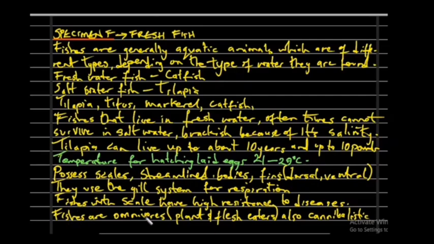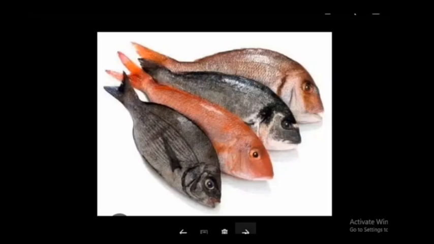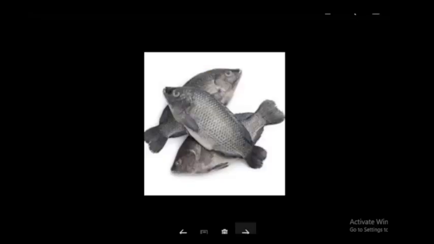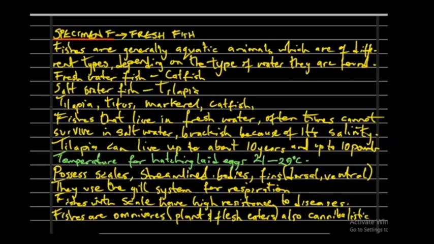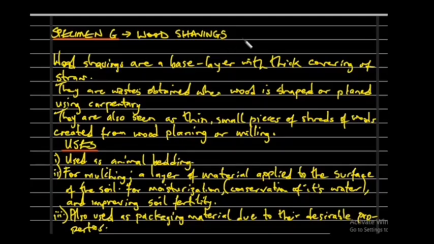Fishes are omnivores. That means they can feed on plants and flesh. They can also be cannibalistic in nature; they feed on their kind. So these are examples of some fresh fishes. You can see them. This is tilapia fish. So we move to the next specimen, which is our specimen G, the wood shavings.